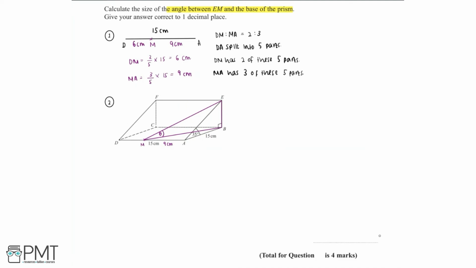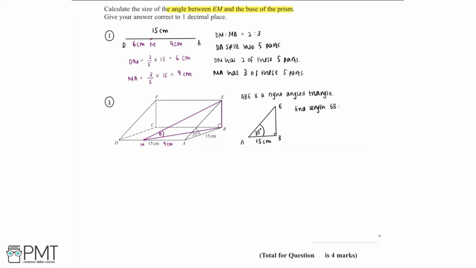And so you might notice that we need to find the length EB and the length MB in order to find this angle. Let's take a look at triangle ABE. Now ABE is a right angle triangle, and we can use this to find the length of EB because we're given one side length and one angle.